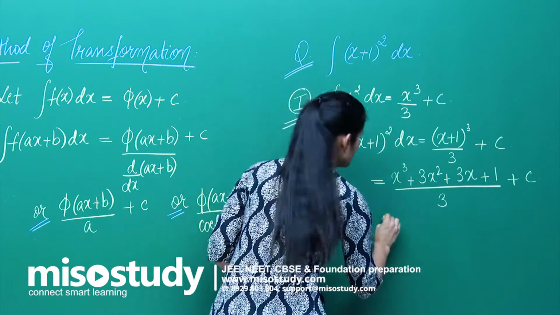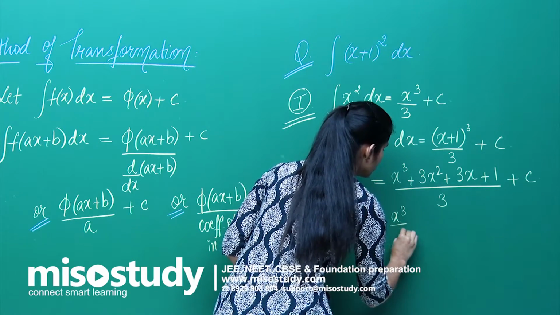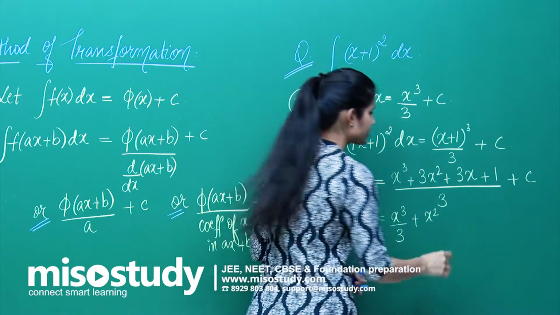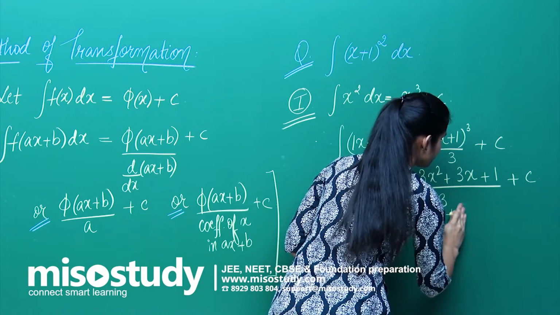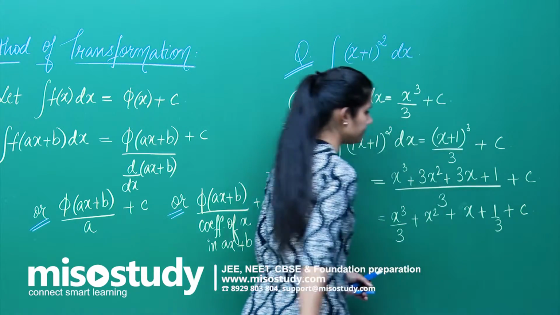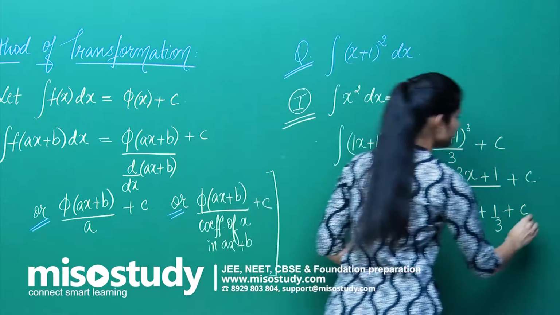Sort this out even. x cube by 3 plus 3x square by 3, which is x square, plus 3x by 3, which is x, plus 1 by 3 plus c. That's my answer.